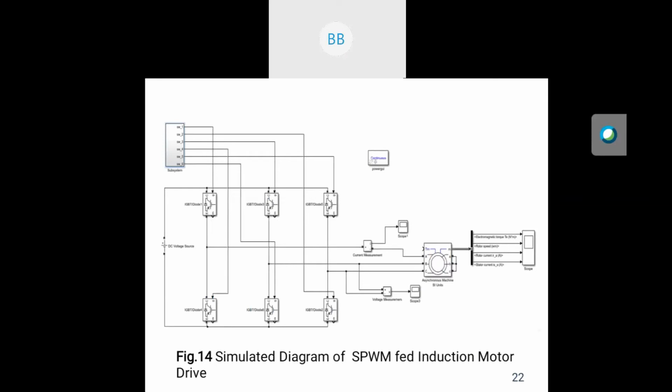So here we have shown the simulated diagram of SPWM paired with induction motor. Here we have converted DC voltage into AC voltage for feeding the induction motor. The PWM output is used as gate pulses for the 6 IGBT switches, and this is how we converted DC to AC voltage, and it is fed to the induction motor. Next slide.